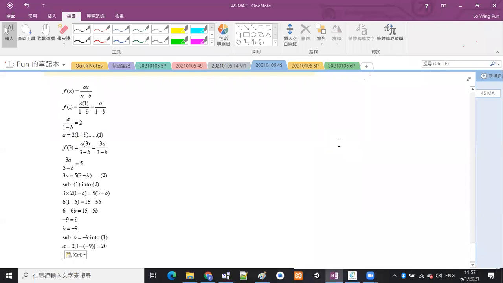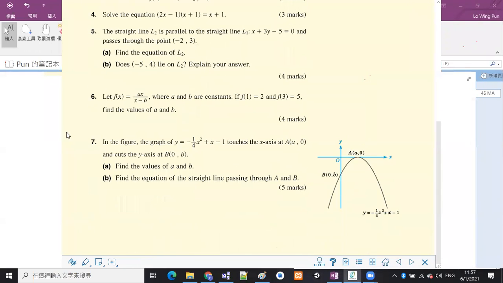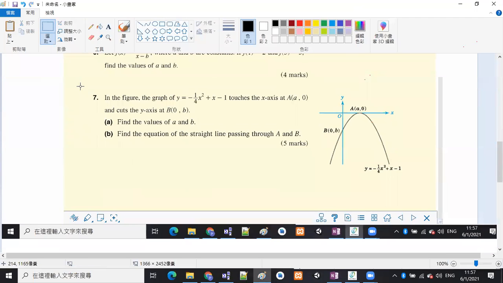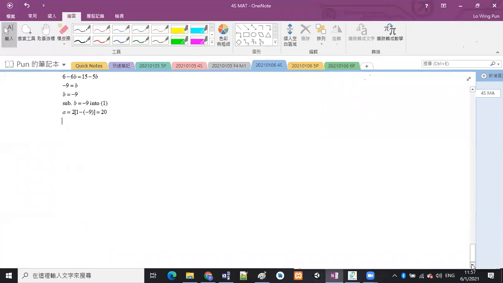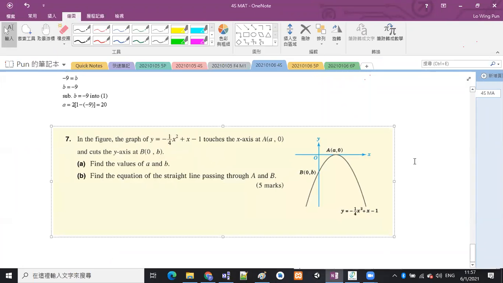得唔得？呢度直接計嘅，冇嘢需要諗嘅。好，Number 7。The graph 嚟喇。All right, in the figure, the graph of y equals this touches the x-axis at point A and cuts the y-axis at point B. Find the values of A and B.